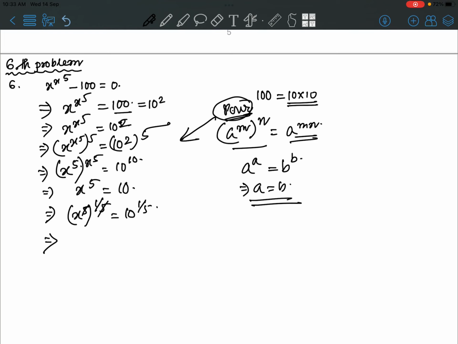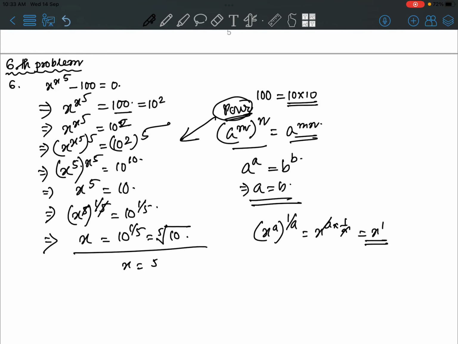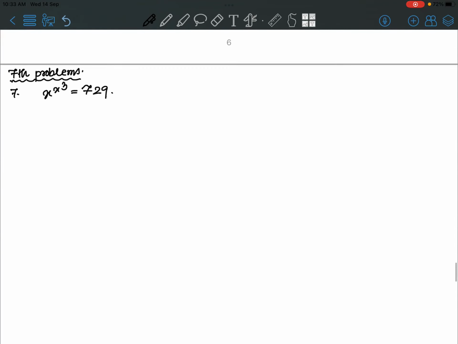Now 5 and 1 by 5 will cancel out each other, because x to the power a whole to the power 1 by a is a into 1 by a, and that is equal to 1. So x to the power 1. So x equals 10 to the power 1 by 5. It can be written as the fifth root of 10. So x equals the fifth root of 10. This is the answer. Now the next problem is quite similar to the sixth problem.